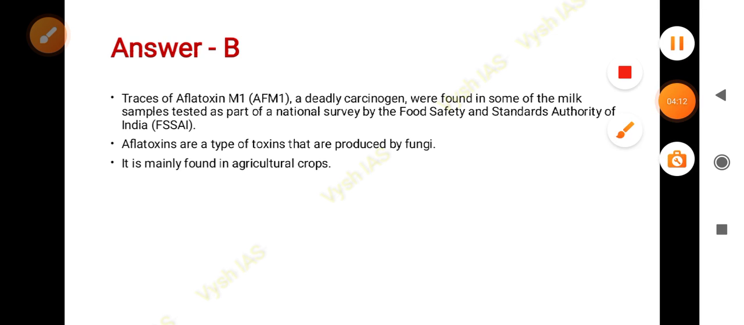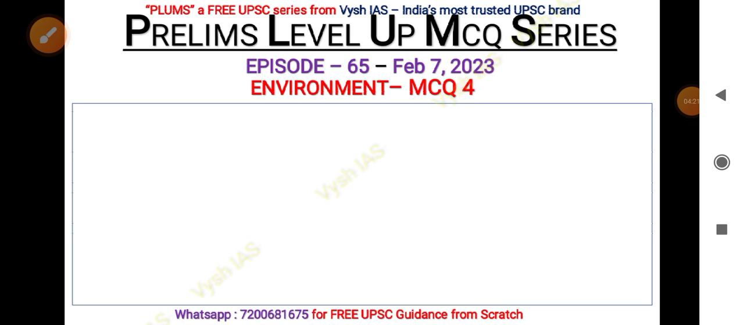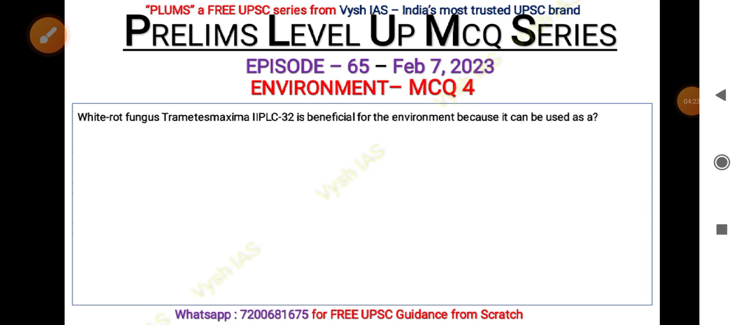Aflatoxins are types of toxins that are produced by fungi, and are mainly found in agricultural crops. Moving ahead, fourth question. White rot fungus, Trametes maxima, IIPLC 32. This is said to be beneficial for the environment because it can be used as a, your options are biofertilizer, biodiesel, soil binding agent, bioremediation agent.